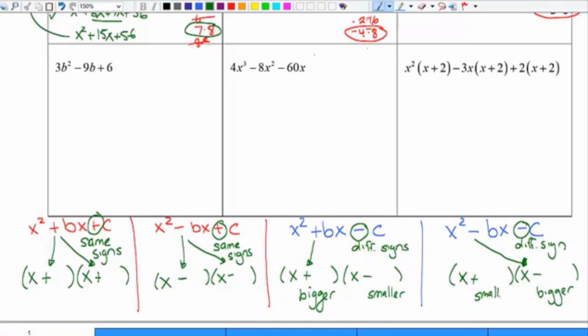And the positive will then default to the smaller value. So using this, let's do a couple more problems. On the next problem, 3b squared minus 9b plus 6.